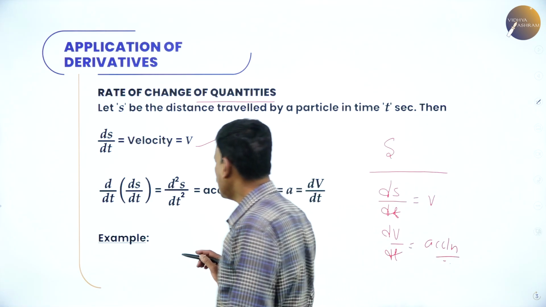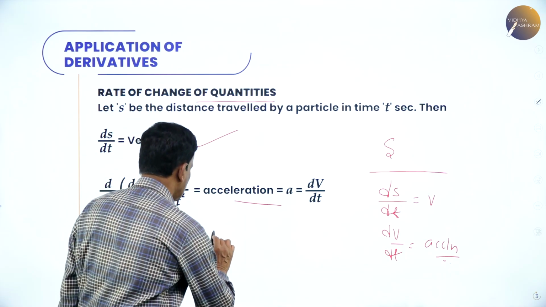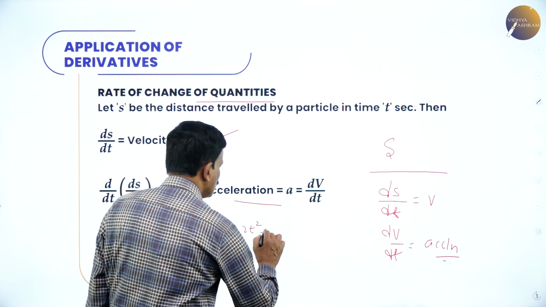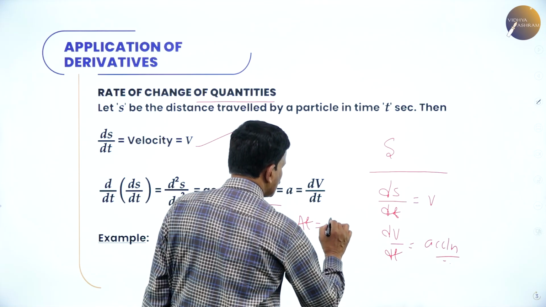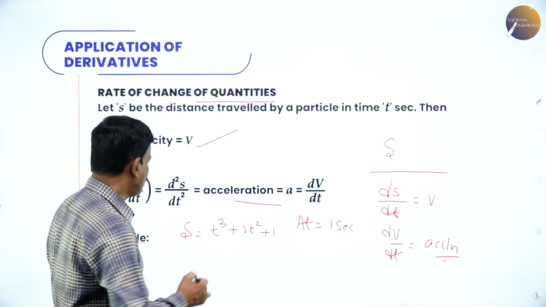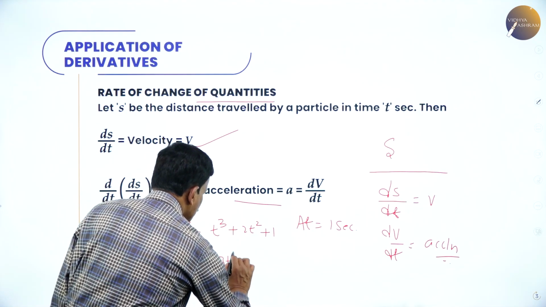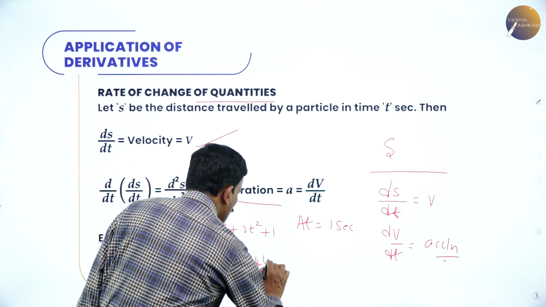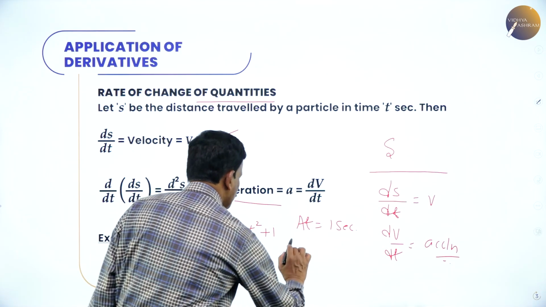Now let us take a small example. Suppose the distance traveled by the particle is s is equal to t cube plus 2t square plus 1. Find the velocity and the acceleration at the end of 1 second. Now let us differentiate this, ds by dt. If you differentiate this, this is 3t square, differentiation of t square is 2t, 2 into 2 is 4t. Now put t is equal to 1.